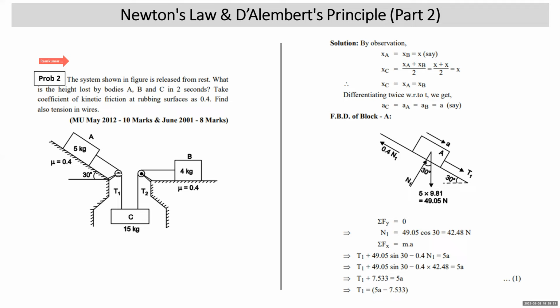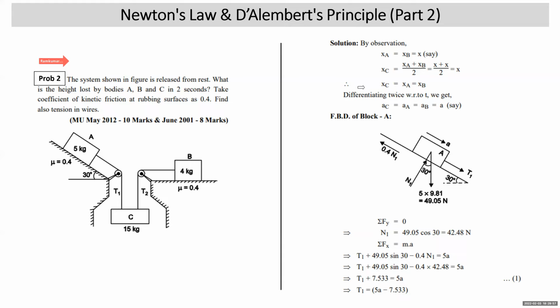Now you can see that by general observation, you can understand that if block C is pulled down by 1 meter, then block A will slide down by 1 meter, and even block B will also move towards left by 1 meter, right? So the distance moved by all the three blocks will be the same. By observation, you can understand that both blocks A and B will move the same distance. And even C will also move the same distance because XA and XB are the same, right?